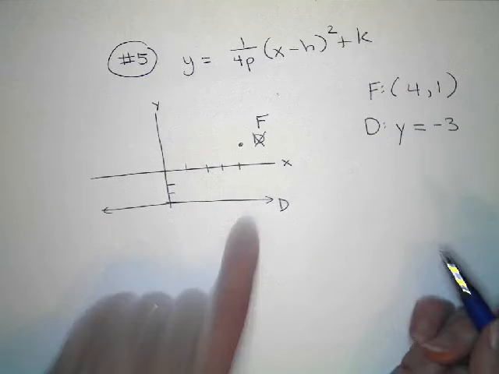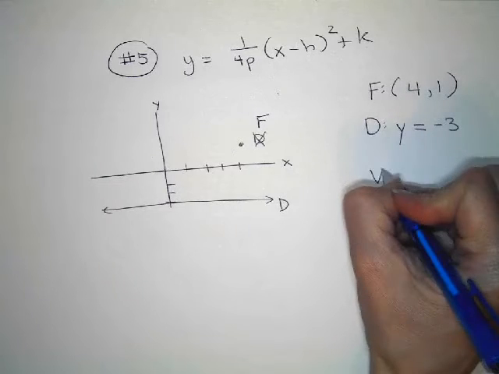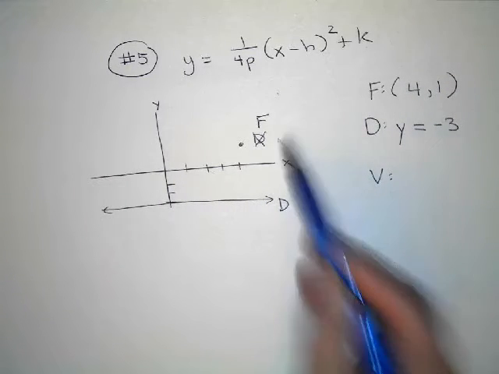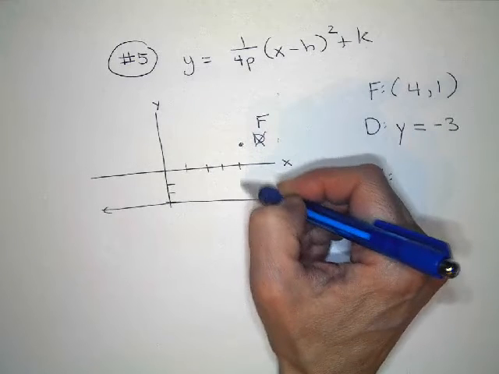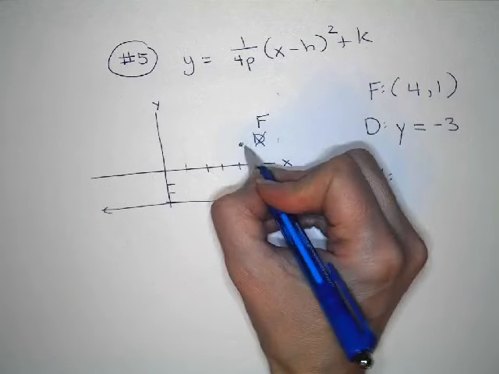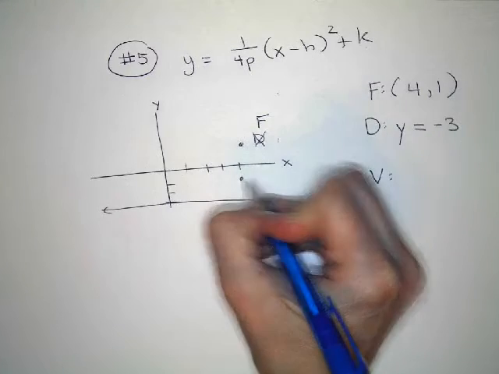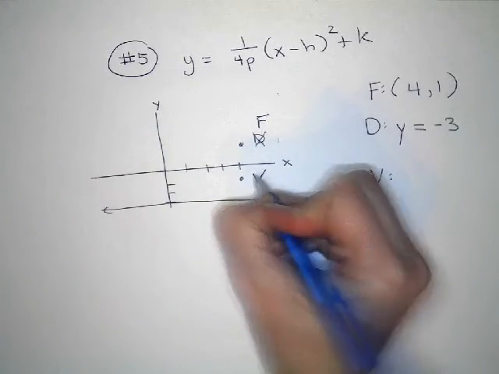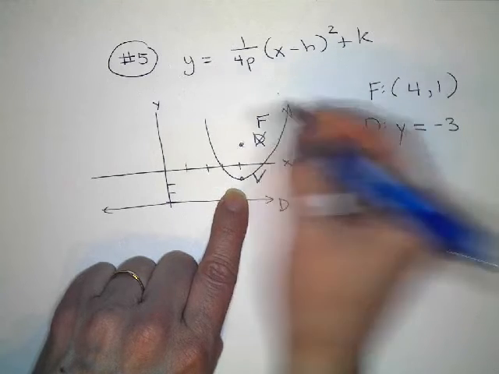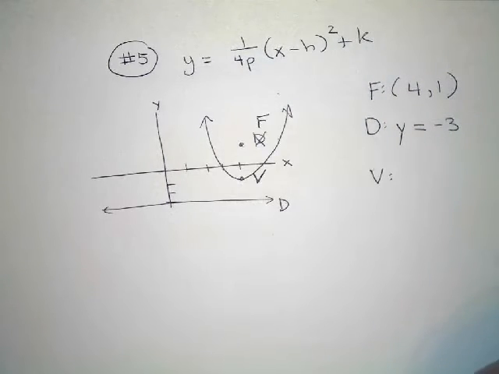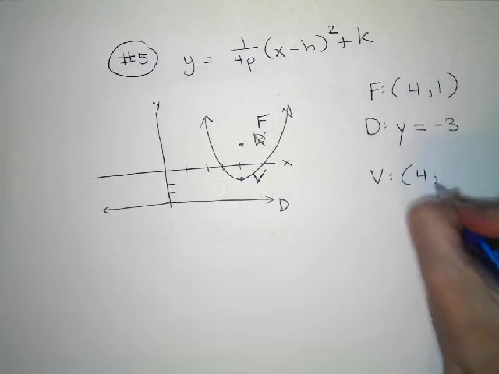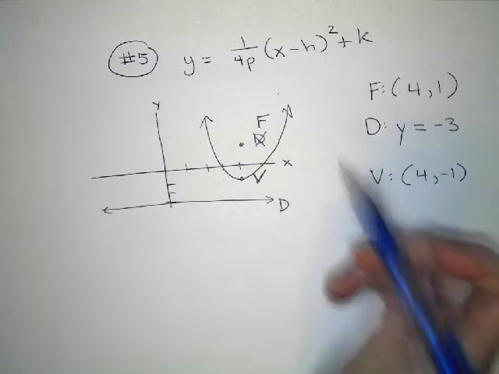Just something worth memorizing. And the vertex has to be equidistant from the focus and directrix. That's by its very definition. So these are 1, 2, 3, 4 apart. So the vertex has to be 2 away from the focus, half that distance. So there's my vertex, and I know my parabola has to surround the focus. That's what makes those points equidistant. So once I realize that my vertex is at 4, -1, I can start to use vertex form.